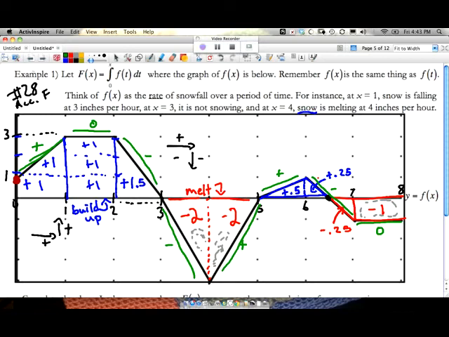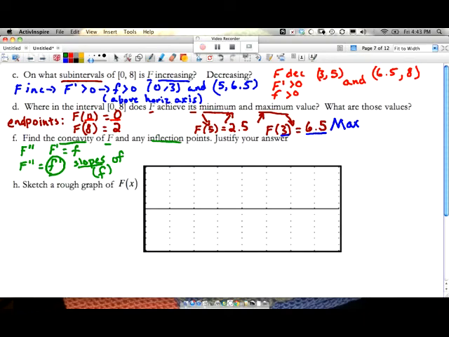Okay, so how do we know there's a point of inflection, or we're measuring concavity? A point of inflection, or an inflection point, however you want to say it, happens when f double prime changes sign. Not just goes to 0, but it has to change sign.